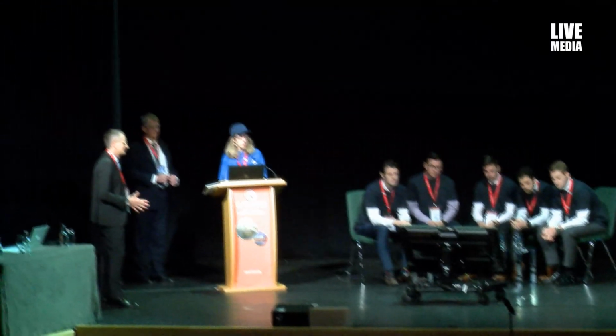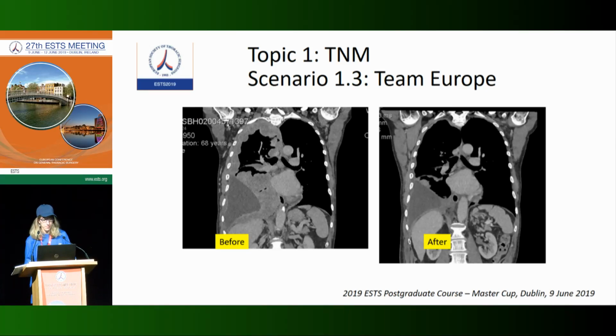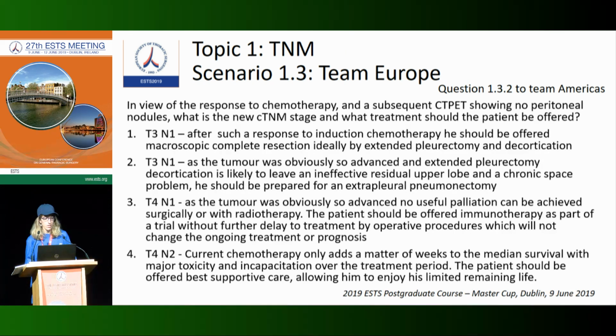So we're now going to move on to the second half of the scenario. Could you present it, please? Yep. So the patient underwent an MRI, and then he was referred for chemotherapy. After chemotherapy, he underwent restaging with an MRI, as you can see before and after, and also with a CT scan on the left before treatment and on the right after treatment. The question to Team America is, in view of the response of chemotherapy and a subsequent CT PET showing no peritoneal involvement, what is the new cTNM stage and what treatment should the patient be offered?